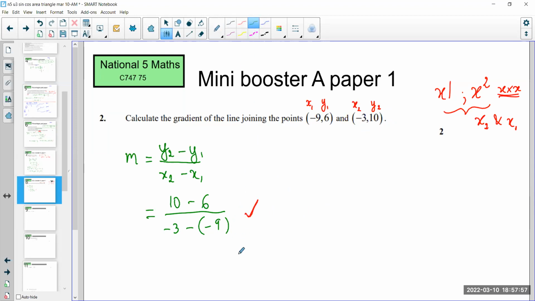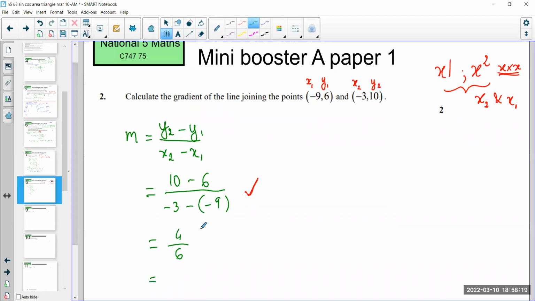To get the second mark, we do the sums or calculate. 10 minus 6 is 4. Negative 3, so a minus minus is the same as minus 1 times negative 9, which is plus 9. Negative 3 plus 9 is 6. And what is 4 over 6 in its simplest form? Divide by 2, divide by 2, because they're both even, 2/3. And that is your second mark.